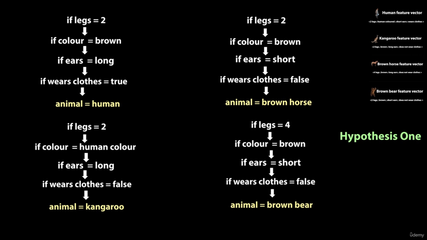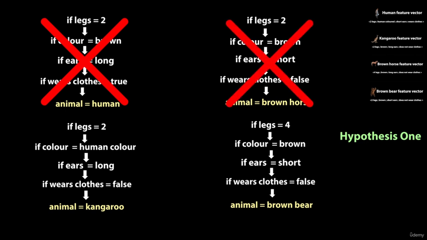If we cross-check Hypothesis 1 with the known feature vectors, we see that a human, according to Hypothesis 1, is brown in color, but according to the known feature vectors, is supposed to be human-colored, so this is wrong. In a similar way, a horse, according to this hypothesis, requires two legs to be classified as such. However, according to the known feature vectors, should require four legs, so this is also wrong.